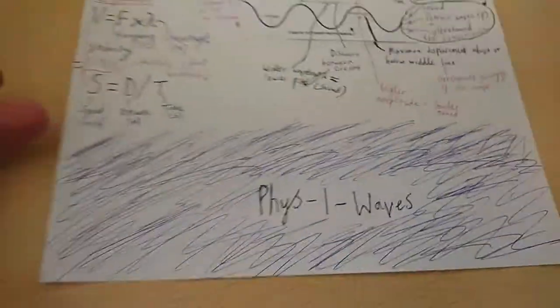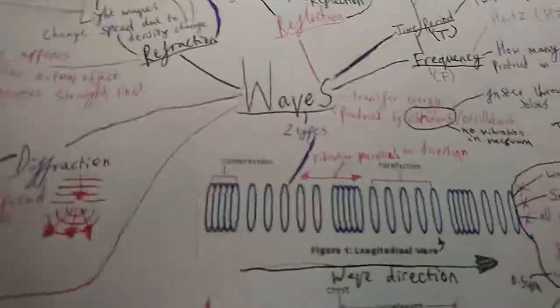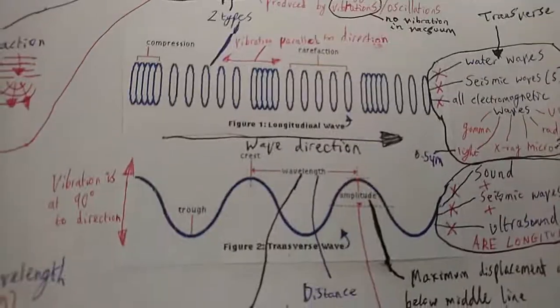Waves. Phys 1, waves. Some nice waves there, literal waves. So, let's start on waves. So what are waves? Well, there's 2 types of waves. This is a longitudinal wave, and this is a transverse wave.